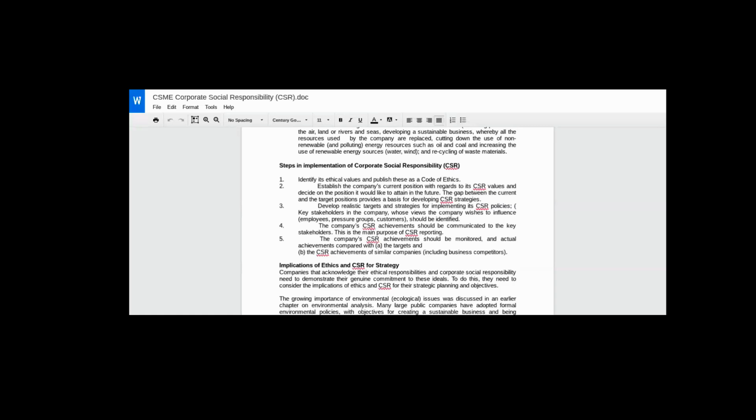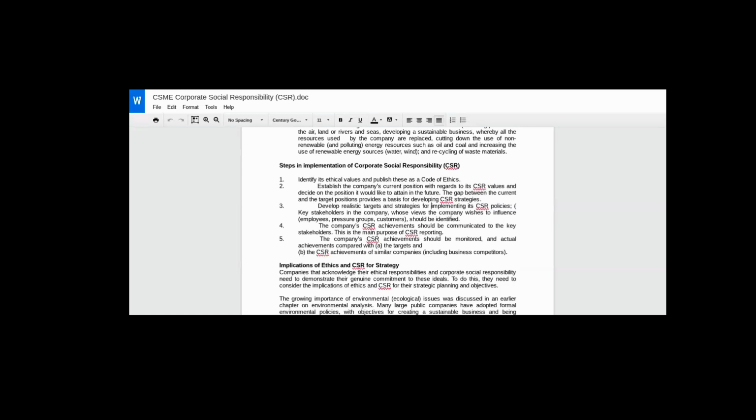In number 3, we have to develop realistic targets and strategy for implementing CSR policy. Realistic targets. What are the realistic targets? Is it the customers? Is it our suppliers, the shareholders, the stakeholders, the community, the government, or all of them? And what are the strategies we want to put in place to ensure that our CSR reaches out to all these target audience?